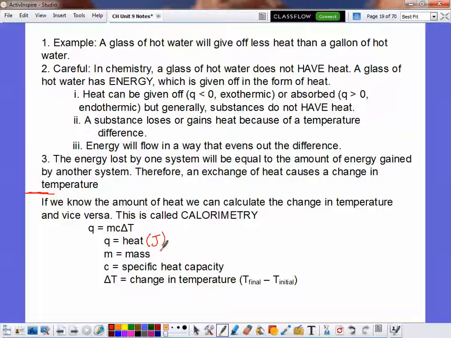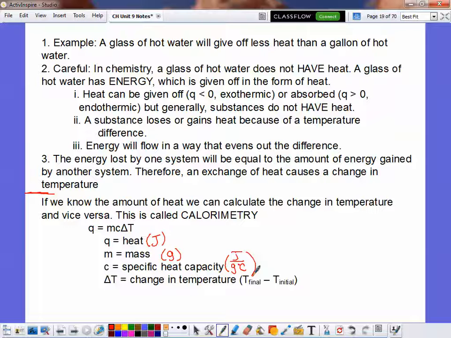M is mass. What unit do you think mass is in? Grams. C is specific heat capacity. That's going to be in the units of joules per gram degree Celsius. This is a constant that you'll either be solving for or you will be given. What does specific heat capacity mean? It's the amount of energy required to raise 1 gram of the substance by 1 degree Celsius.